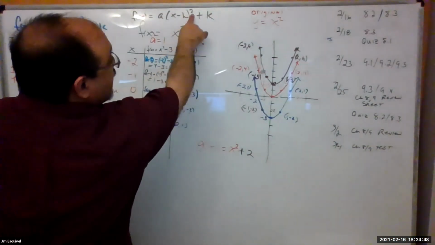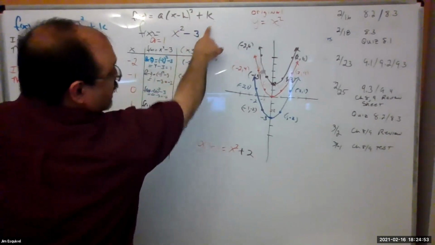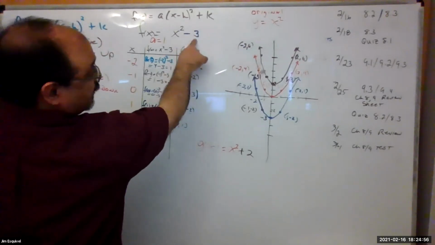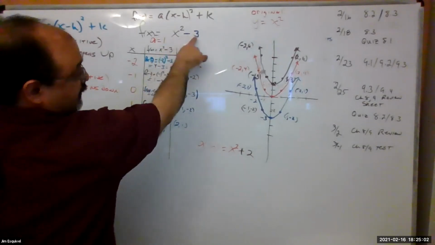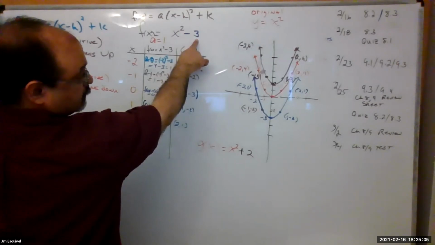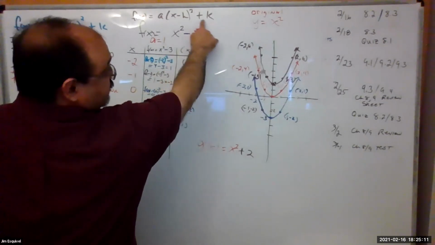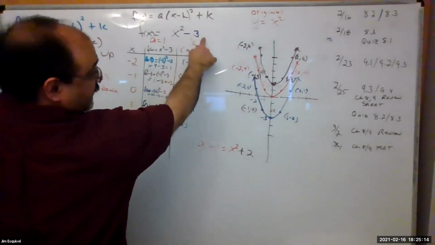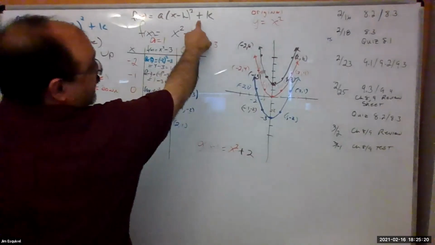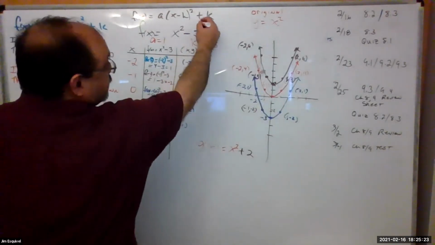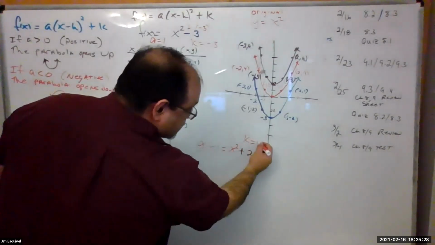K is after the square. K comes after the square. This 3, this actually negative 3, is after you've already done the square. So the K right here is always got a plus in front of it. So if you see negative 3, then this K would have to be a negative 3. Because what are we adding to make this a negative 3? We'd have to add plus a negative 3 to get minus 3. Over here, K is a positive 2.